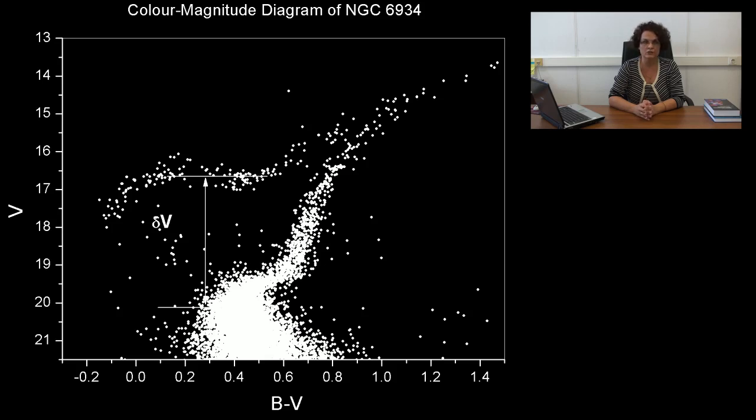This age indicator is the magnitude difference in V between the main sequence turn-off and the horizontal branch luminosity at the same color, usually symbolized as delta V. The calibration of this age indicator is achieved via the theoretical isochrones, including theoretical models for the horizontal branch, to set its luminosity, although a combination of theoretical and empirical techniques are used for the latter.